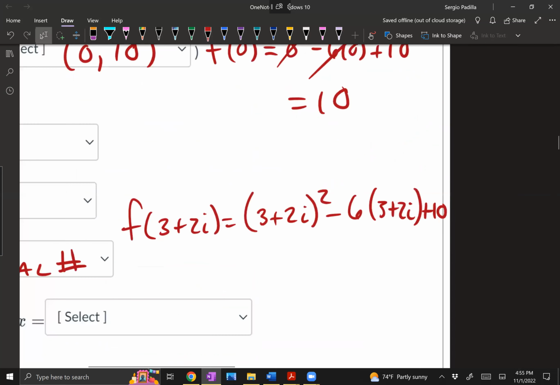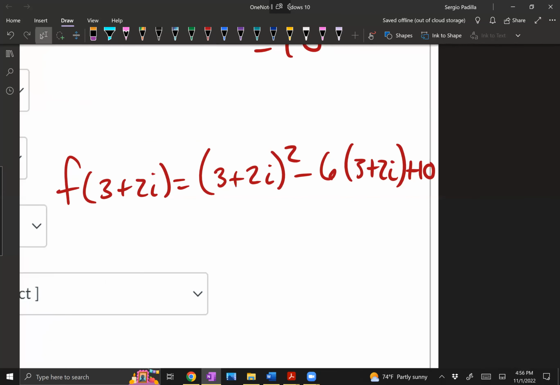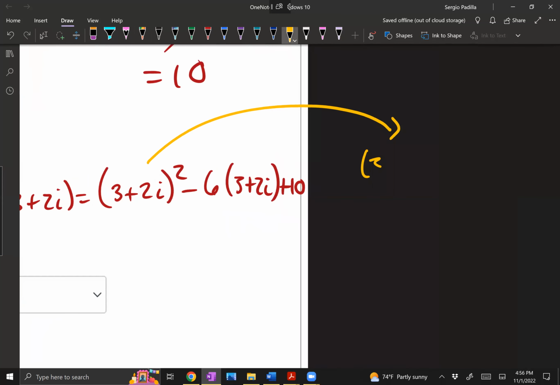Be very careful. Don't make the mistake that everybody wants to make here and say this is 9 plus 4i squared. That is not true. It does not mean that you're squaring both numbers. What it means is that you're taking 3 plus 2i and multiplying it by itself. I'm going to work that out really quick over here. 3 plus 2i times 3 plus 2i. You need to use FOIL here to make sure that you get the correct answer.